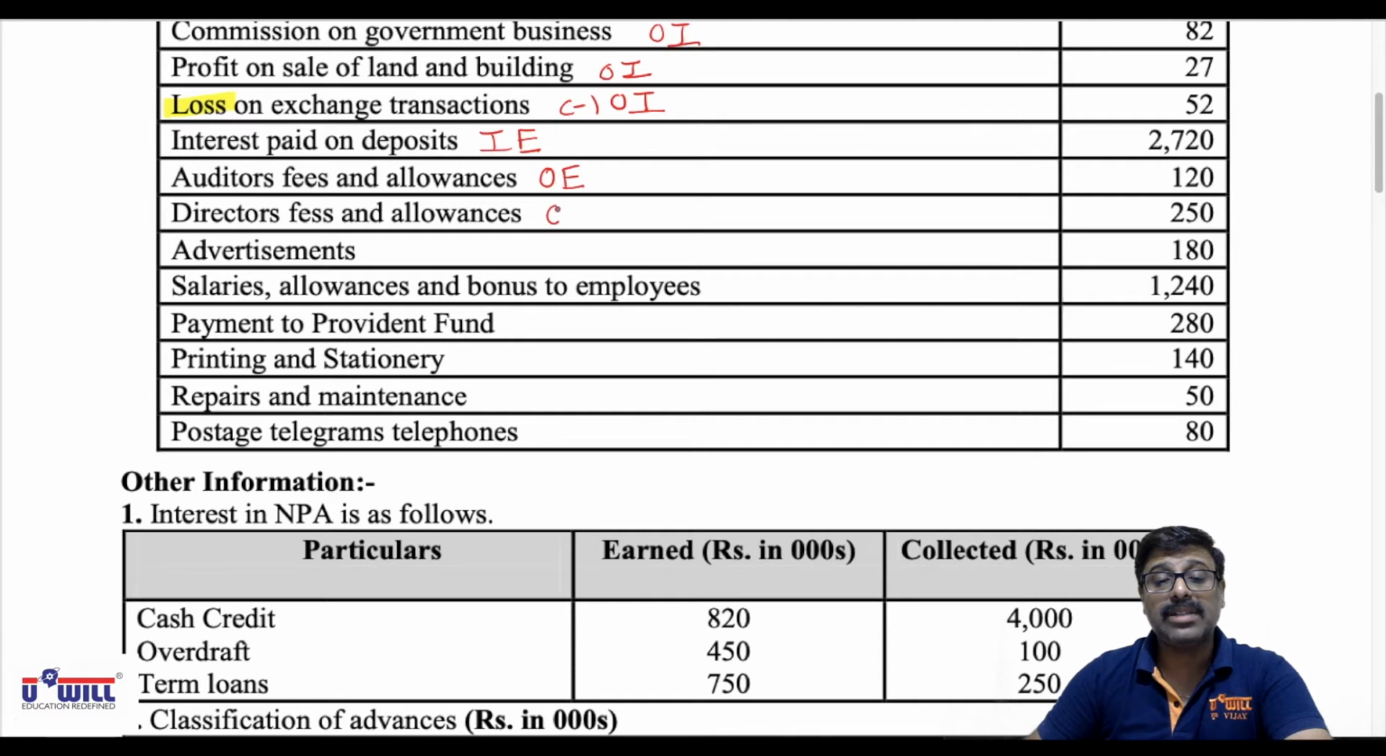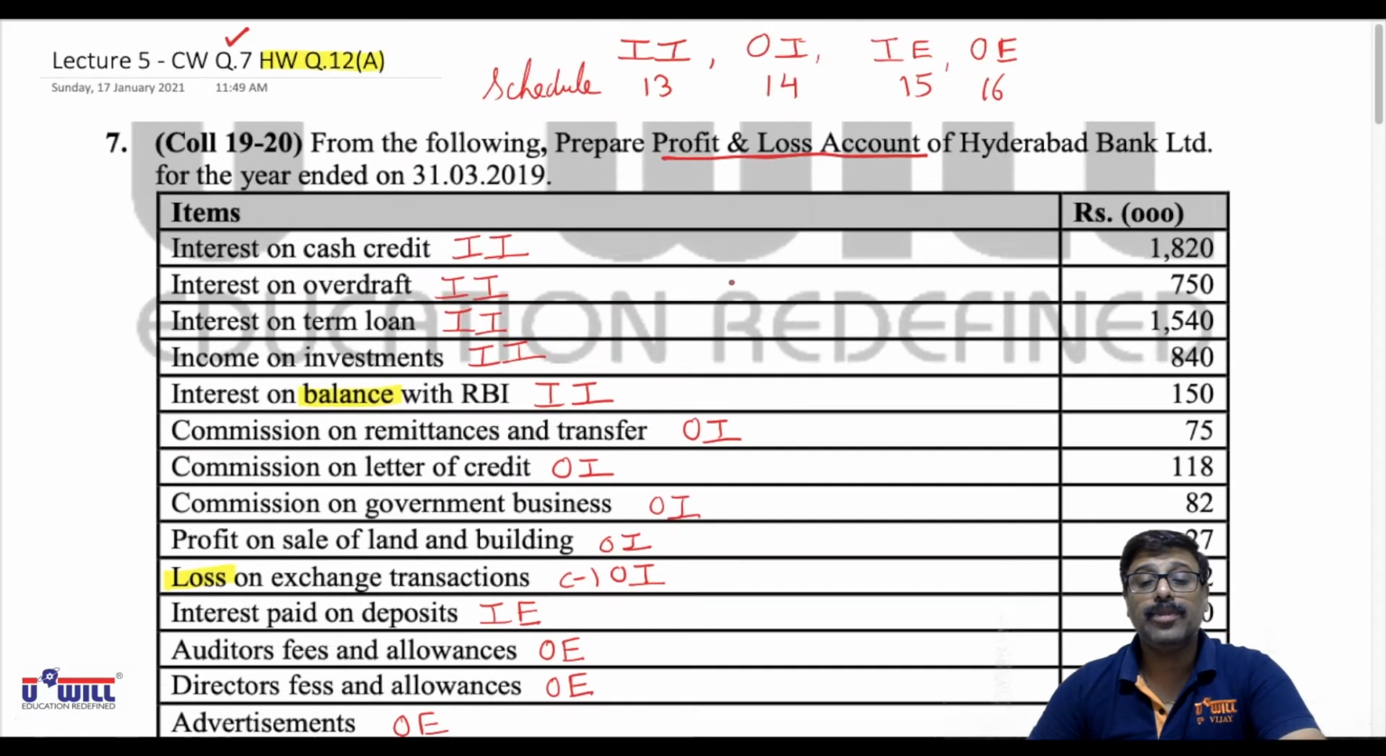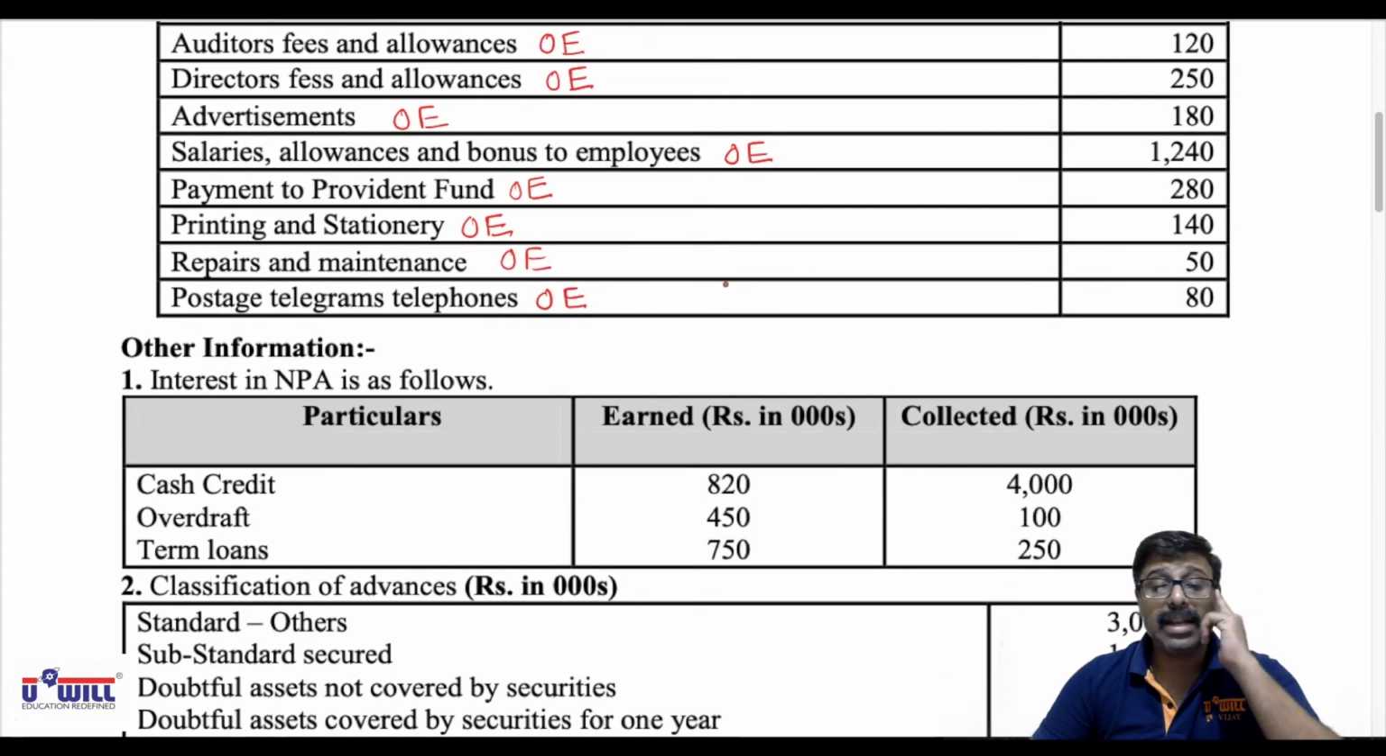Directors' fees and allowances, operating expense. Advertisement, operating expense. Salaries, allowances and bonus to employees, operating expense. Payment to provident fund, operating expense. Printing and stationery, operating expense. Repairs and maintenance, operating expense. Postage, telegrams and telephones, operating expense. So under these headings they will come.